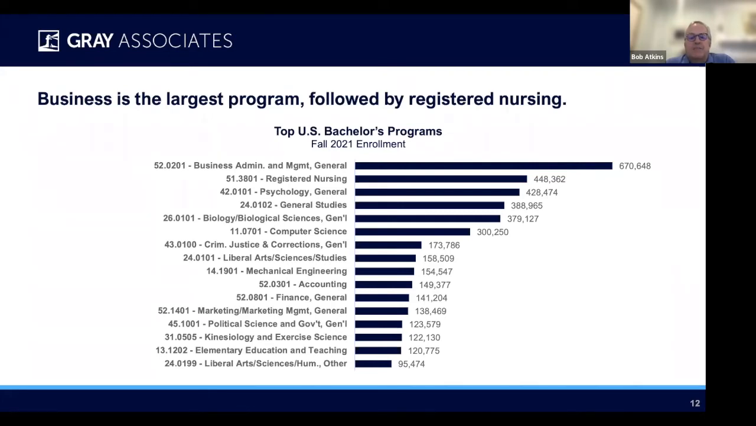General studies is right behind that, if you can call that a major. And then we have biology, biological studies, and computer science. And then there's quite a sharp fall off from 300,000 enrolled to under 200,000 enrolled. And there we have an interesting array of programs: criminal justice, liberal arts and studies, go liberal arts majors. I am one of them, and continue to try and support the value of liberal arts.